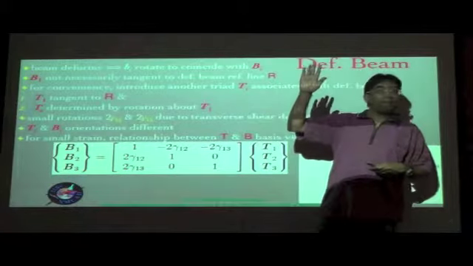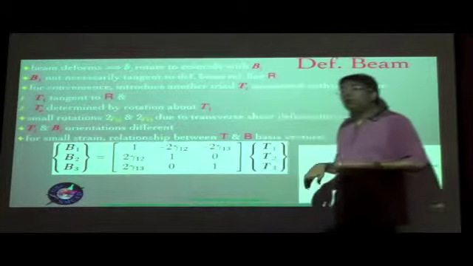Somebody has the key, right? Yeah. So 2 gamma 1,2 and 2 gamma 1,3.